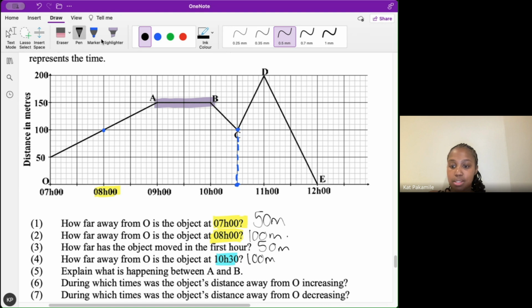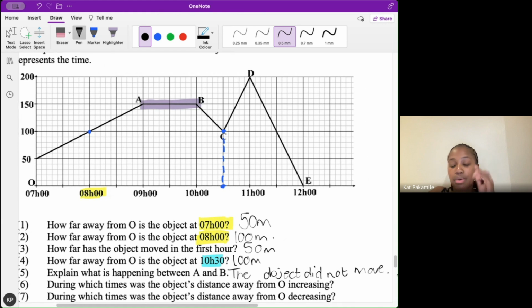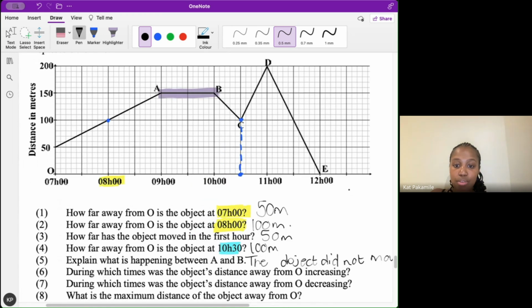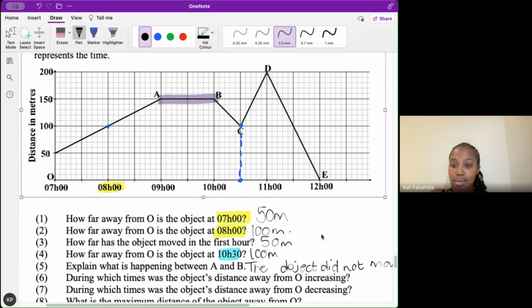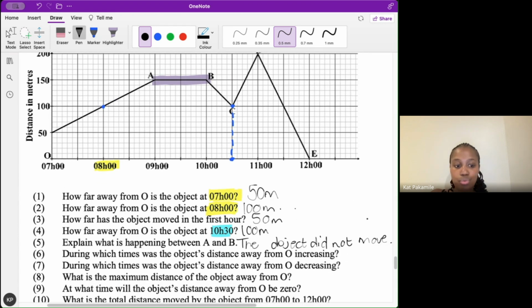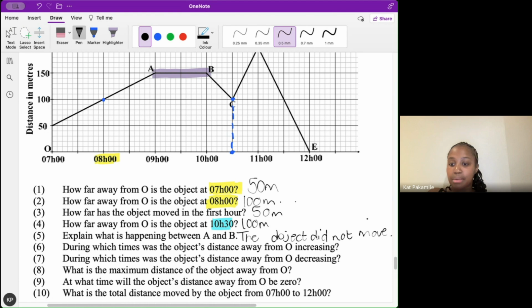It means it did not move. It means the object did not move. You need to interpret and tell us exactly what it means, or we're not going to give you the marks. So you need to say it means the object did not move. Okay, that's what interpretation means. You can't tell me something I can see from the graph. Okay, I can tell the distance is the same, but what does it mean? It means the object didn't move. Okay.